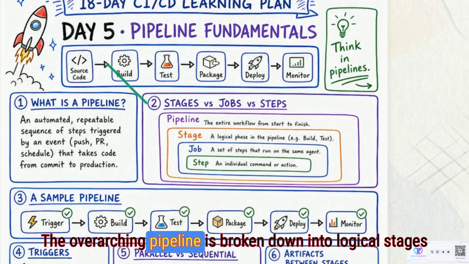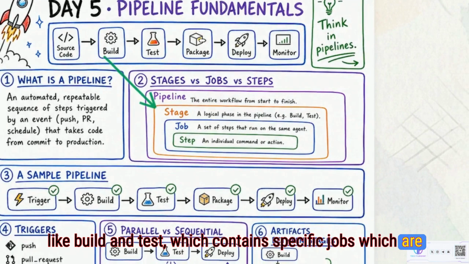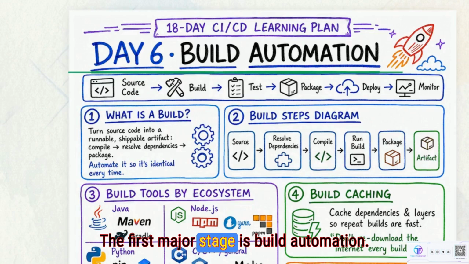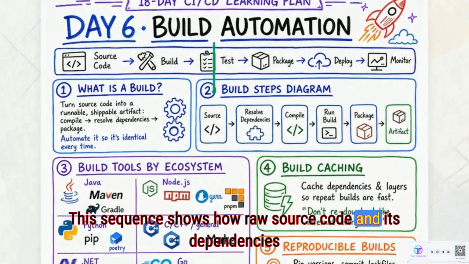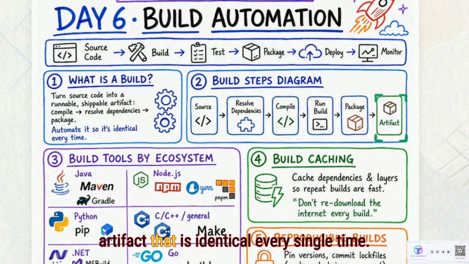The overarching pipeline is broken down into logical stages like build and test, which contain specific jobs, which are executed through individual step commands. The first major stage is build automation. This sequence shows how raw source code and its dependencies are pulled together, compiled, and packaged into a single runnable artifact that is identical every single time.